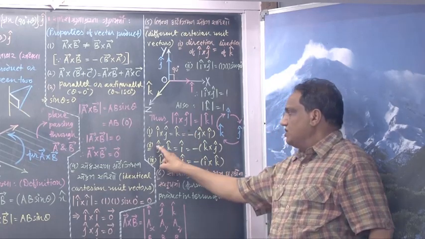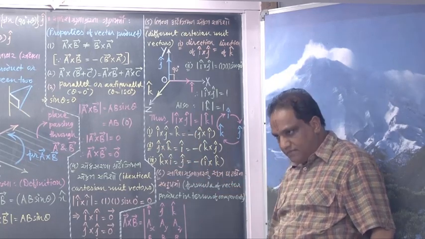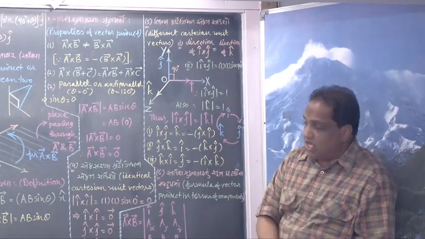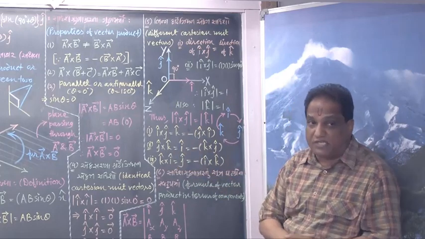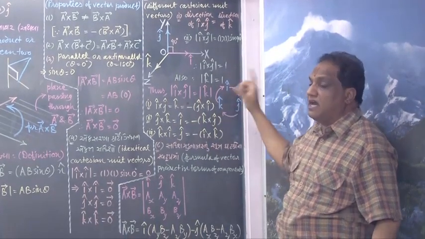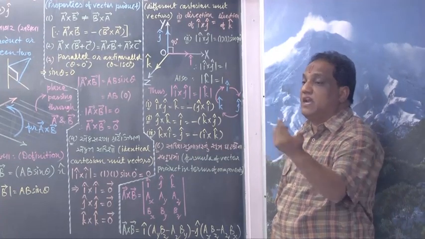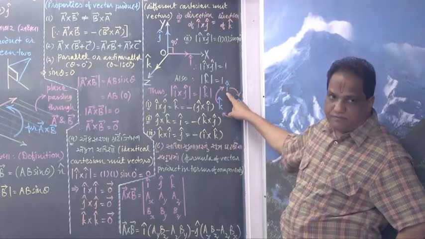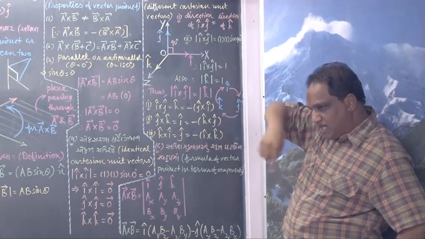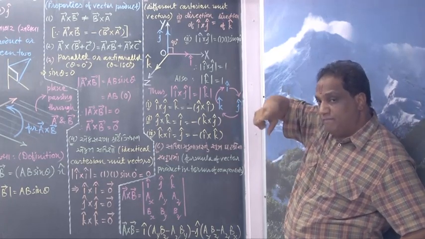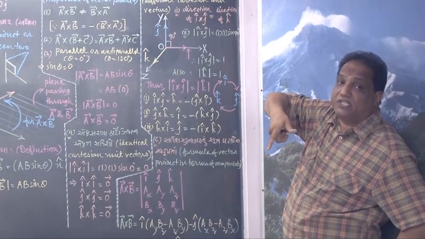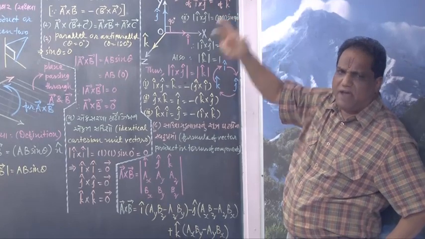Now, i hat cross j hat is equal to k hat. Similarly, you can prove j hat cross k hat equals i hat, and similarly k hat cross i hat equals j hat. If you want to remember all these three results at a time without mistake, I am showing you. Just remember this cyclic triangle. What I have written here? i hat here, j hat here, k hat here. Just move in this direction, and take the vector product between two successive consecutive vectors. The result is the third vector.